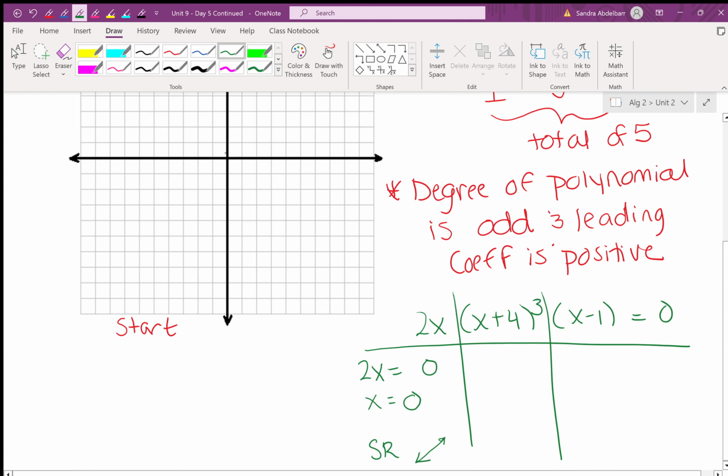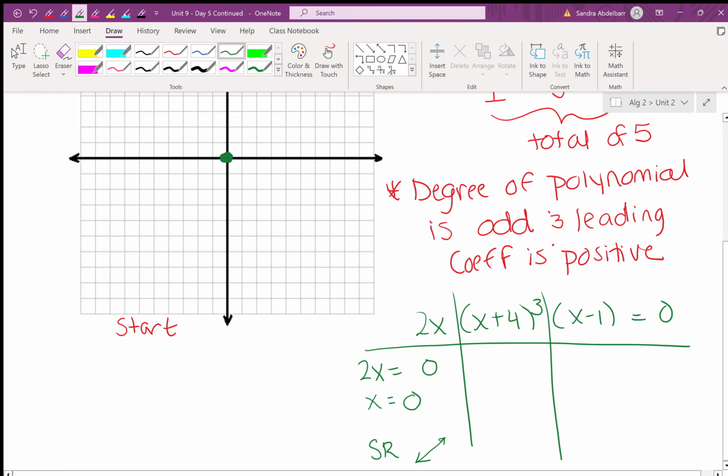Plot it. All right, now I have x plus 4, that whole quantity cubed equals 0. What is this? Single root, double root, triple root? Triple root because the exponent's 3. It's a triple root. So I'm going to write TR. What does a triple root look like? The disco dancer, right? Disco dancer. So now we're going to cube root both sides. So we're going to get x plus 4 equals 0. So x will equal -4.